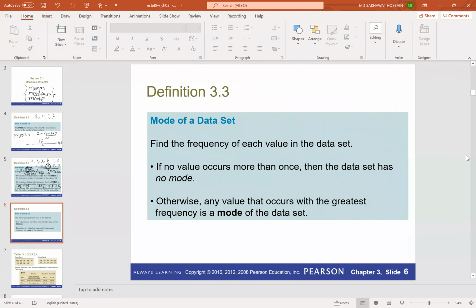Okay. The next one is the mode of a data set. So what is the mode of a data set? For example, if we have a data set like this, 1, 5, 3, 4, 3, 2, 6, 3. How many observations do we have here? 2, 4, 6, 8. We have 8 observations. So which number has the most frequency, or largest frequency?